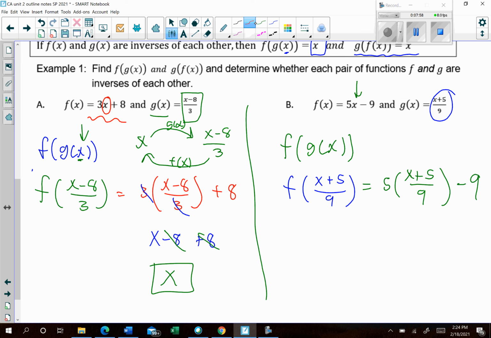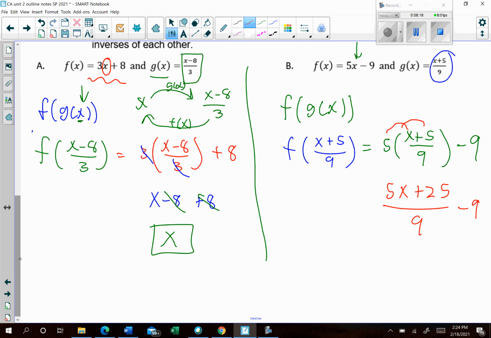Well, unlike the last problem, these don't cancel out. I could go ahead and distribute this if I want. So I'll get 5x plus 25 over 9 minus 9. We could get a common denominator, though it's not going to work out here. If I got a common denominator, this would become 5x plus 25 over 9, and then this will become minus 81 over 9. If I subtract that 81 from the 25, I pretty much will get stuck after that point. So there's not really much I can do.